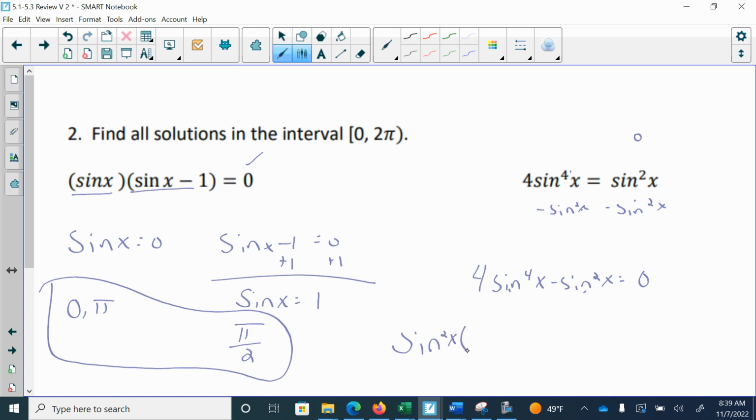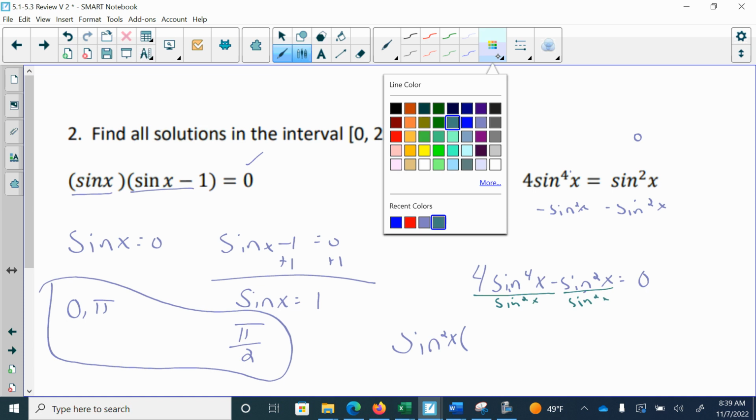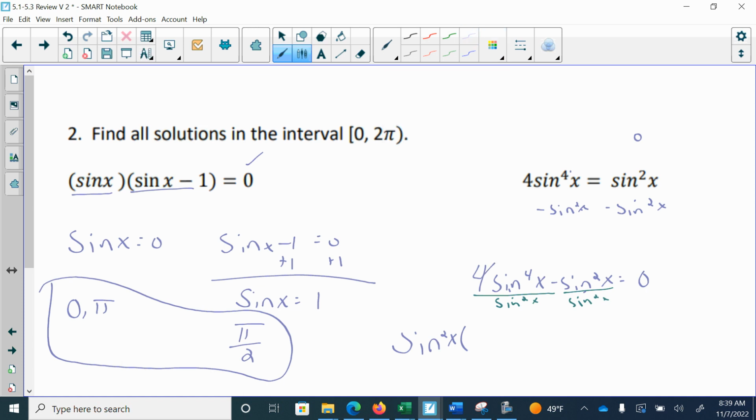And remember, when you're factoring out something, it's like you're dividing every term by that. So I'm factoring out sine squared x here, factoring out sine squared x here. To divide out from the first term, the 4 will still be there. It looks like it crossed it out, and I didn't mean to do that. So that 4 is there. And then when I take sine to the fourth divided by sine squared, I'm subtracting my exponents, so that was sine squared. Here's this minus sign. And sine squared x divided by sine squared x is equal to 1.